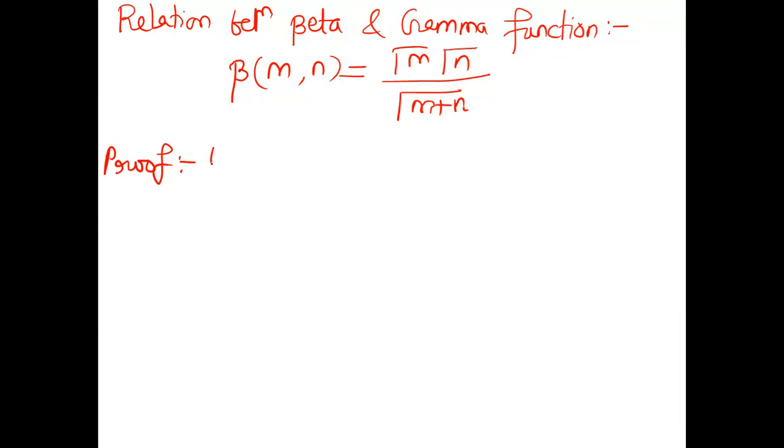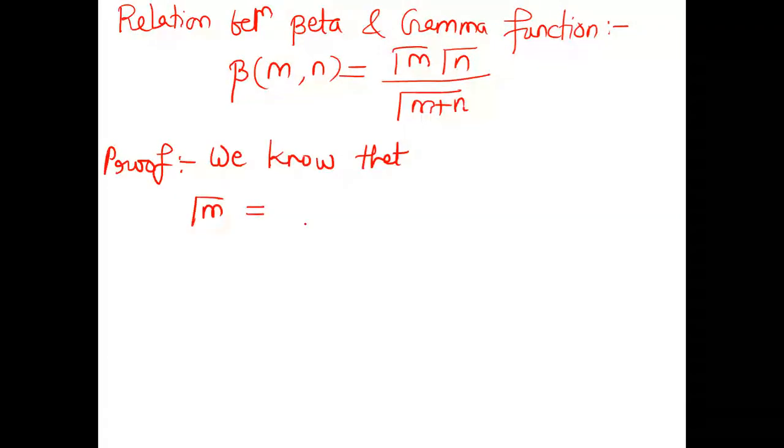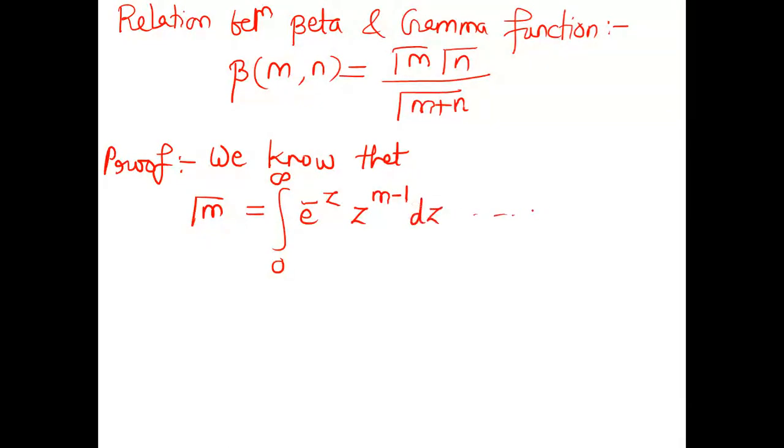So we know the definition of the gamma function. What is the gamma function? Here we want gamma of m into gamma of n, so let's take gamma of m. According to the definition, it's the integral from 0 to infinity of e raised to power minus z, z raised to power m minus 1 dz. So this is what we have as per the definition of the gamma function.